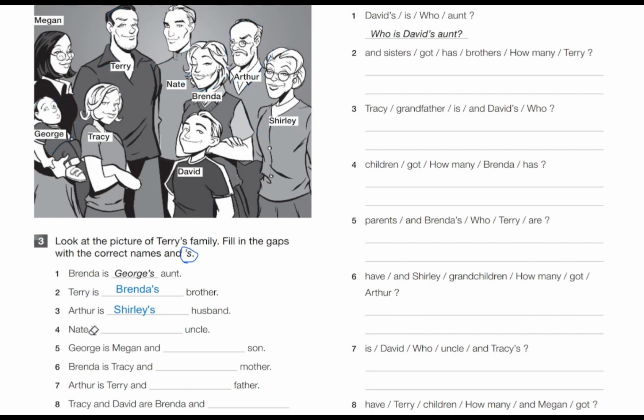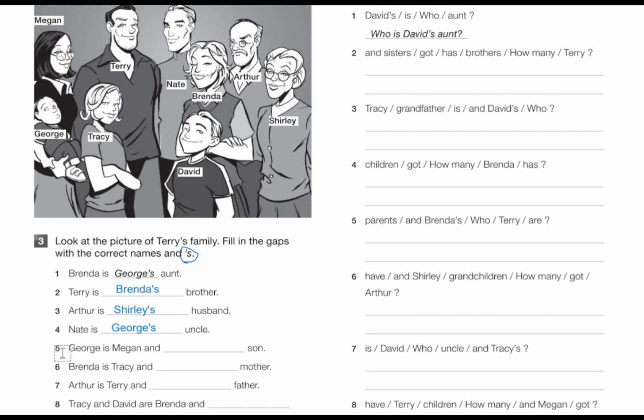Now we've got number 4, Nate, uncle. So we've got here Nate. Nate is George's uncle. So we're going to write it down, guys, here. Nate is George's uncle, because Terry and Megan have got a son called George. And obviously Brenda is Terry's sister. Nate is Brenda's husband. So that means George is going to be nephew for them. So Brenda is aunt, Nate is uncle. So Nate is George's uncle.